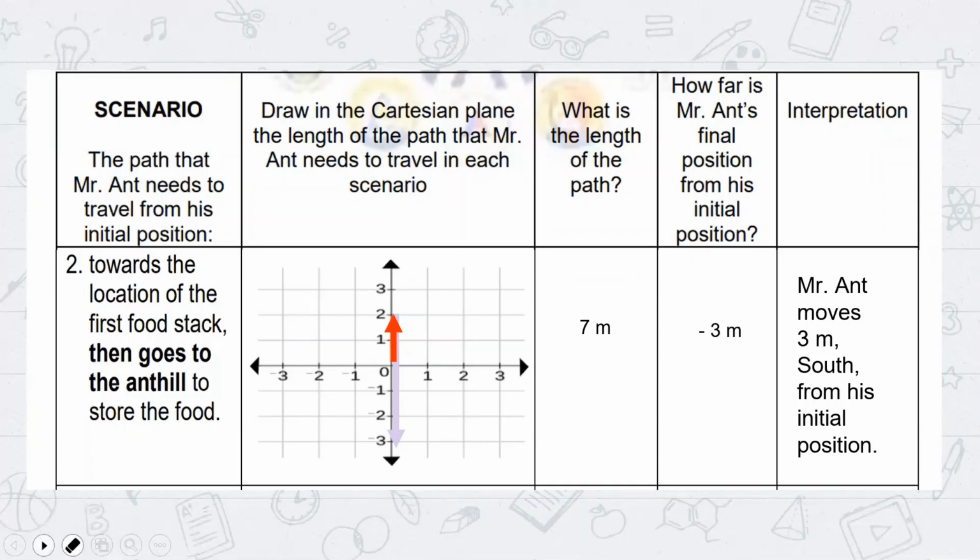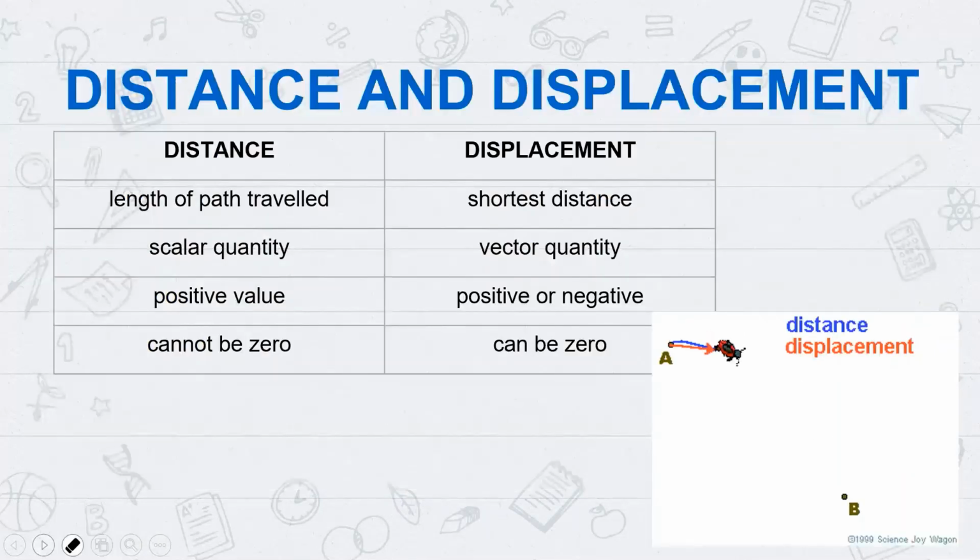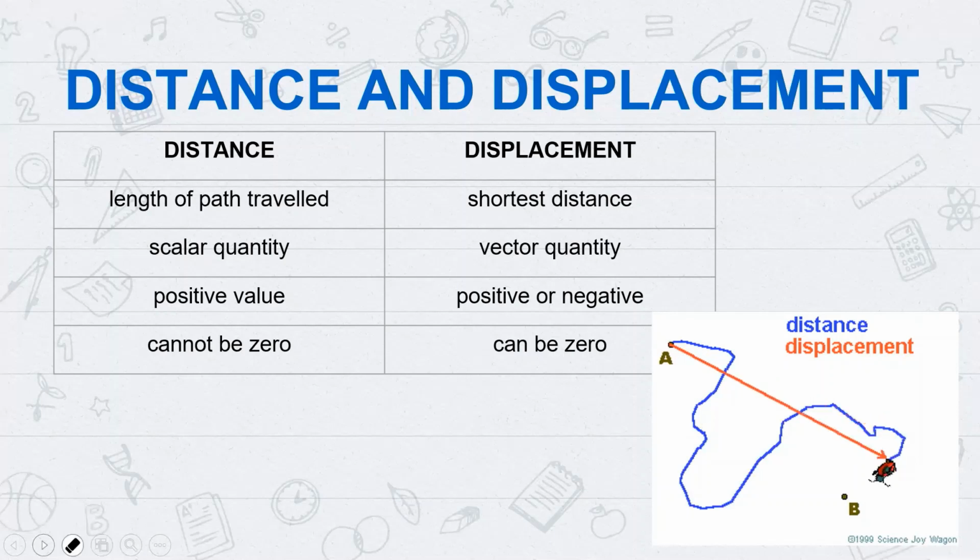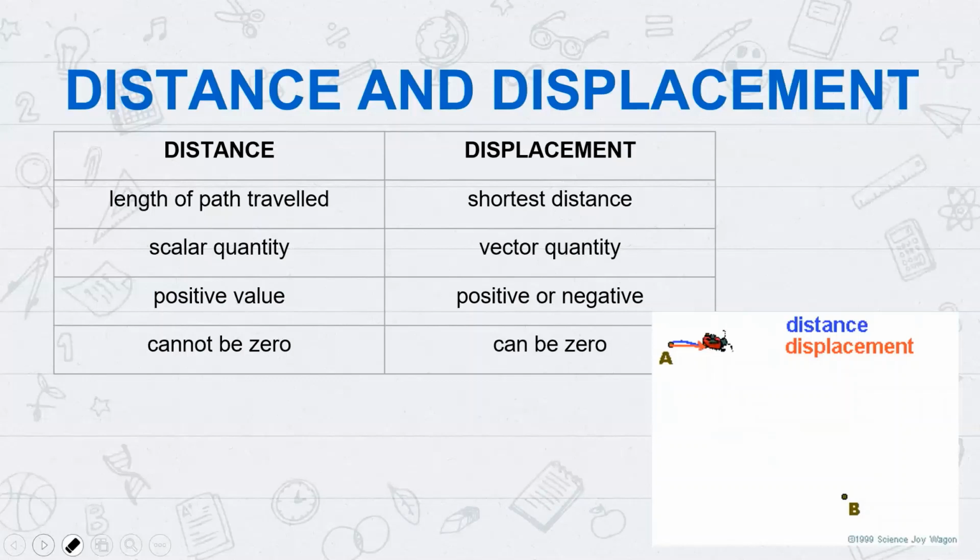Good job. In summary, here are the differences between distance and displacement. Distance is the entire length traveled, while displacement is the shortest distance between the points. Distance is a scalar quantity, while displacement is a vector quantity. Distance has a positive value, while displacement can be positive or negative. Lastly, distance cannot be zero, while displacement can be zero if an object starts and ends on the same spot.